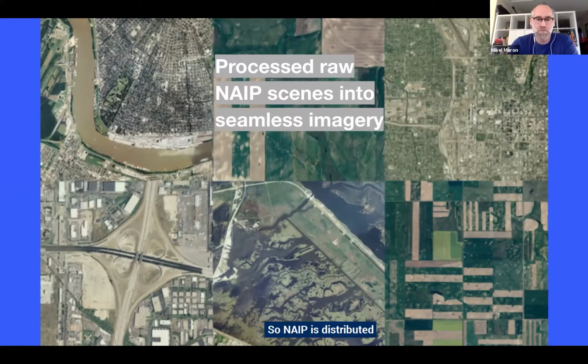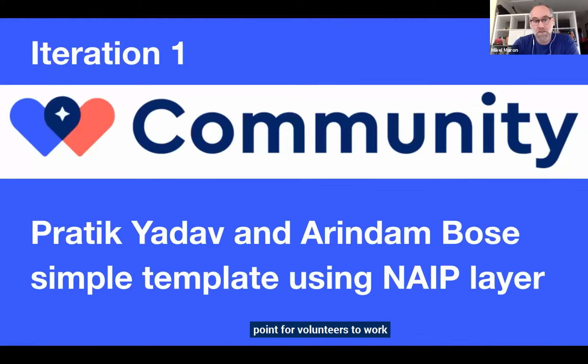So NAIP is distributed on a state level, so you can get imagery in each of the 48 states. To stitch it together and make one seamless image is quite a lot of work. So we had an amazing starting point for volunteers to work on this community project. Pratik Yadav from the imagery team and Arindam Bose from our GL JS team.